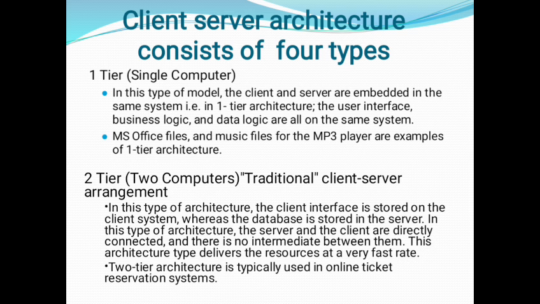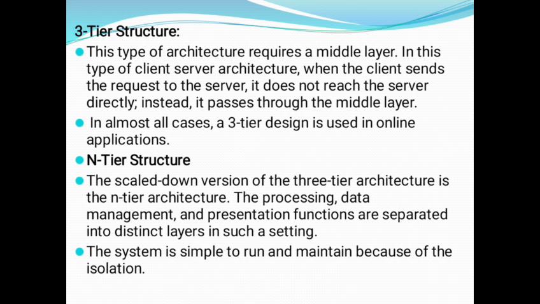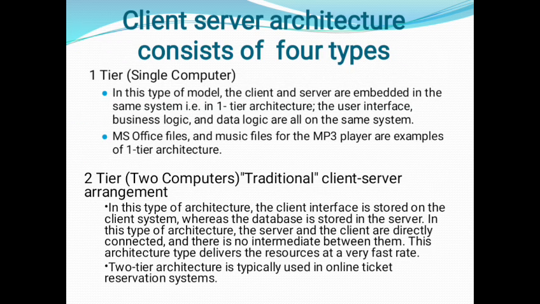Next, in the client and server architecture, we categorize four types. First one, single tier, two tier, three tier and N tier. Let's discuss them one by one. Single tier. In this type of model, the client and server are embedded in the same system. In one tier architecture, the user interface, business logic and data logic are all on the same system. MS Office and a music file on an MP3 player are examples of one tier.